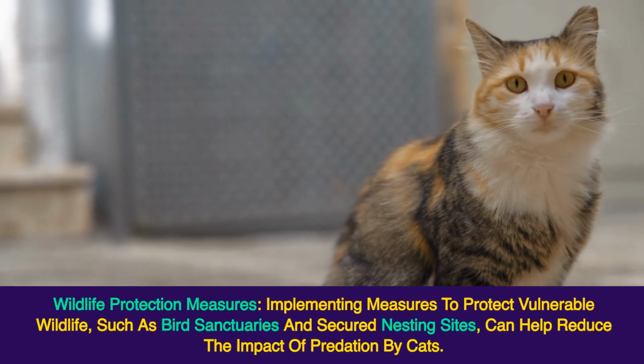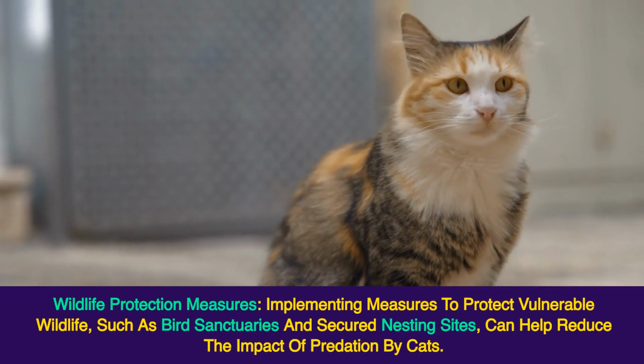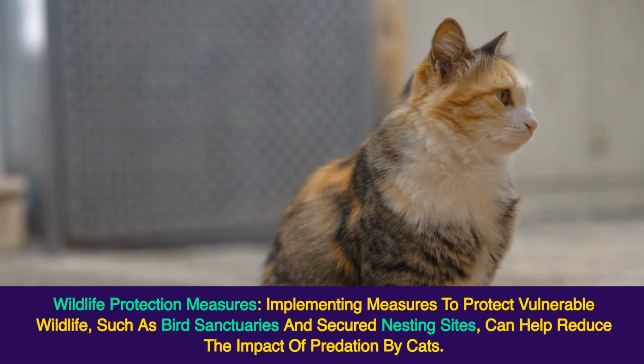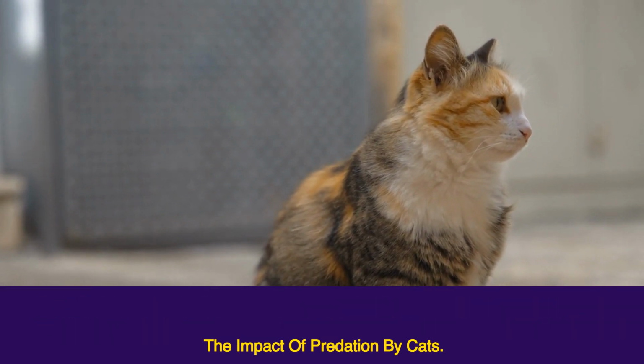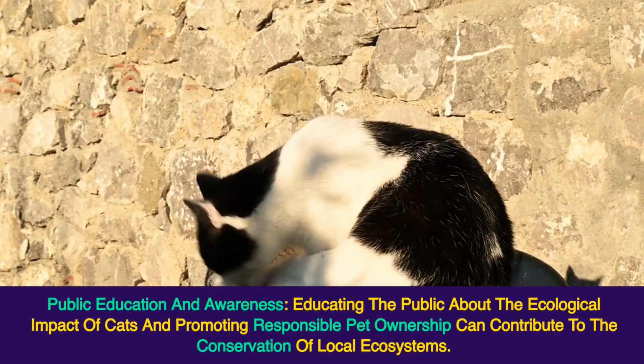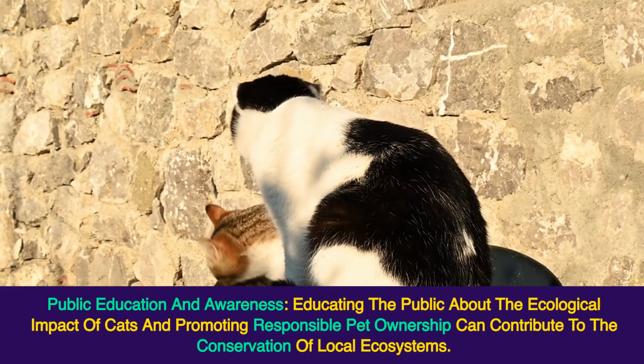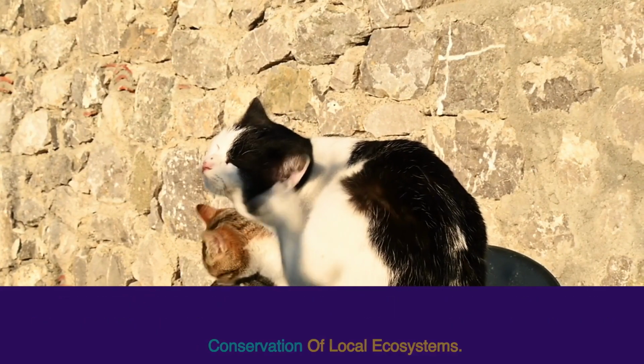Wildlife protection measures. Implementing measures to protect vulnerable wildlife, such as bird sanctuaries and secured nesting sites, can help reduce the impact of predation by cats. Public education and awareness. Educating the public about the ecological impact of cats and promoting responsible pet ownership can contribute to the conservation of local ecosystems.